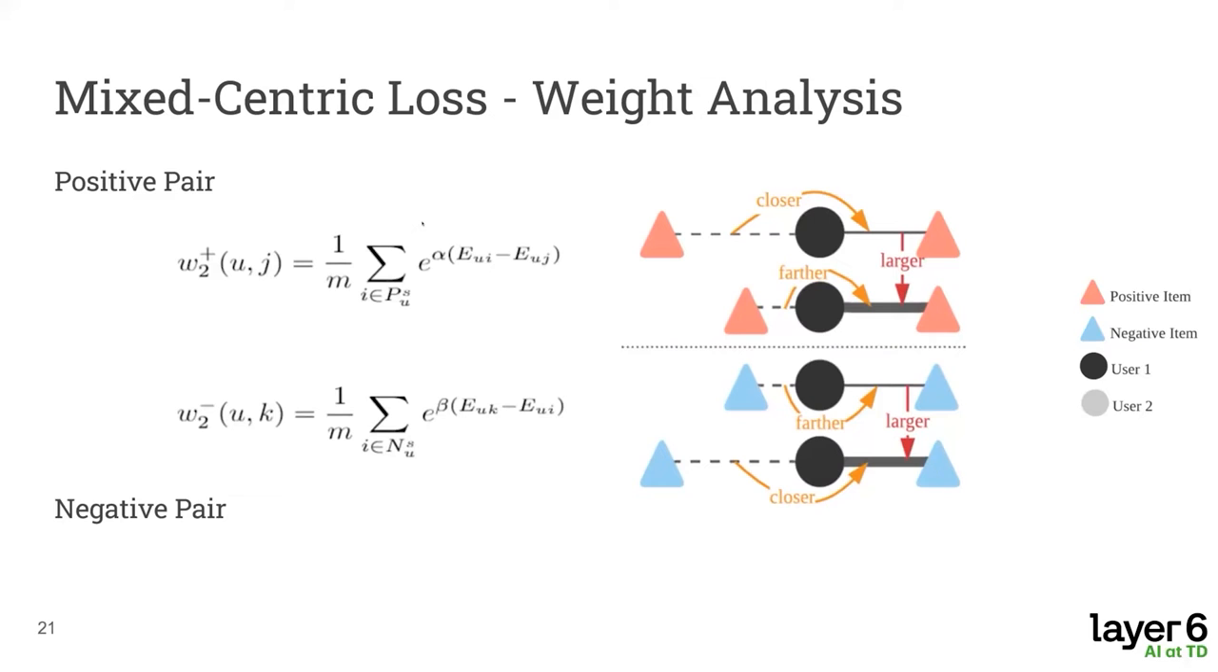The W2 component compares the current pair with all the other pairs from the same user. For the positive pairs, if the positive pair is harder, meaning that it is further away from the user than the other positive pairs, then the overall weight would be larger. For the negative pairs, if the item is closer to the user than all the other negative pairs, then the overall weight would be larger. And we refer to this component as the same type centric component.